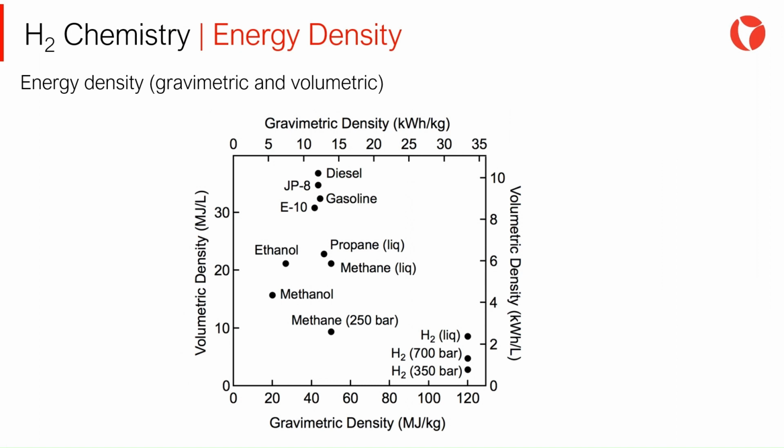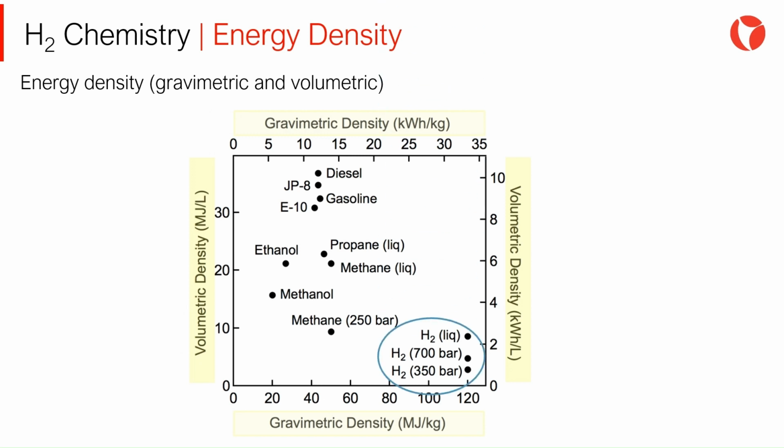A very important concept when comparing different options is energy density. How much energy does a kilogram of the product contain? We call this gravimetric density, and it is measured in megajoules or kilowatt-hours per kilogram. How much energy does 1 liter of the product contain? This is the volumetric density, expressed in megajoules or kilowatt-hours per liter. This diagram represents the energy densities of different products.